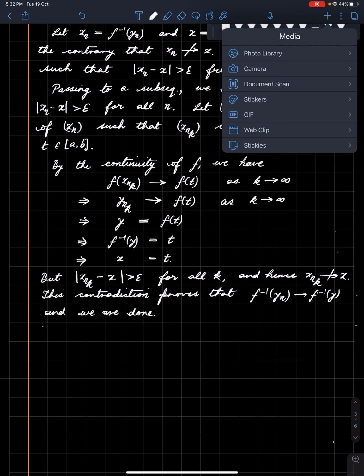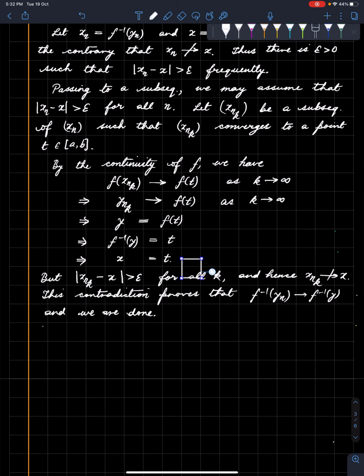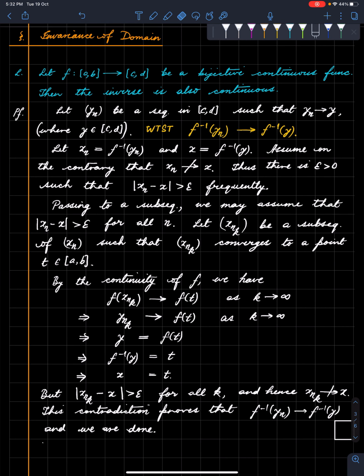So that's it. The proof is not hard, but it is also not as simple as the kind of proofs that we have seen so far. But it's definitely not a hard proof.